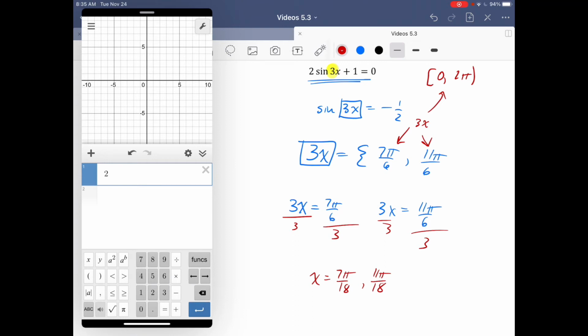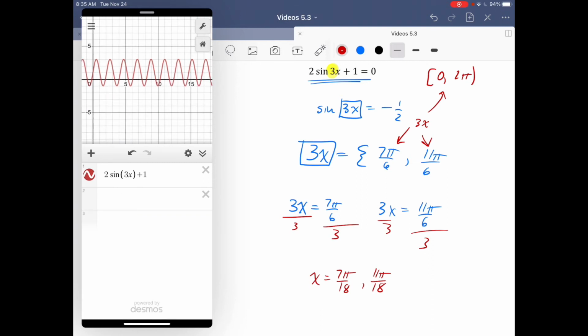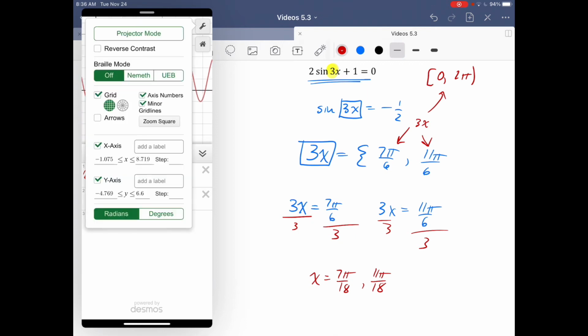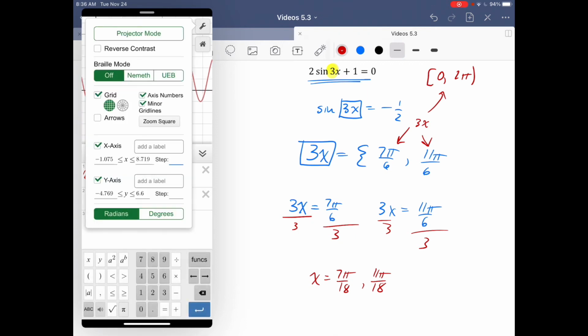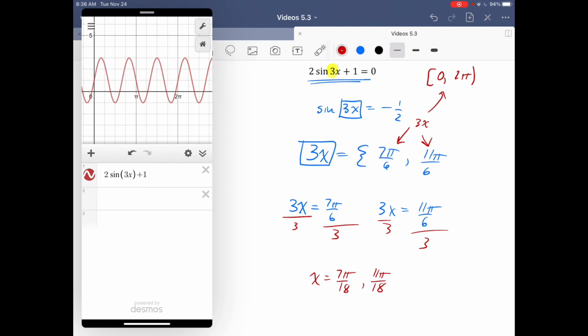With that said, if we were to go ahead and graph 2 sine 3x plus 1, and then, of course, see where that thing is equal to 0, I'm going to real quick change my x-axis steps to pi so I can see my 0 to 2 pi thing. And what I'm going to see right here is there's my 7 pi over 18. There's my 11 pi over 18. But see how between 0 and 2 pi we've actually got some more of them?